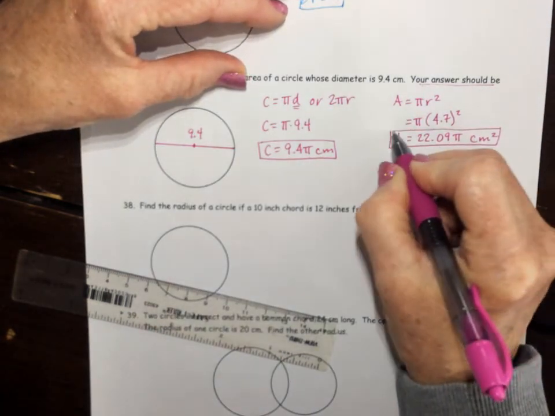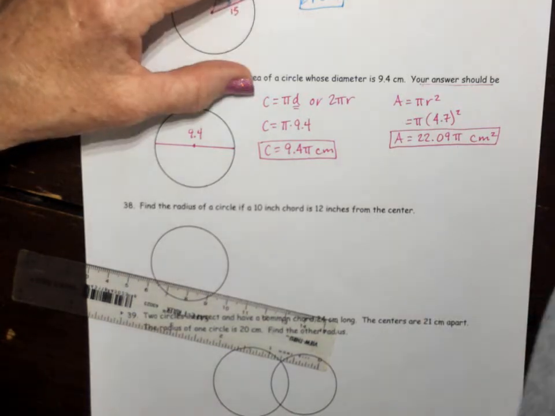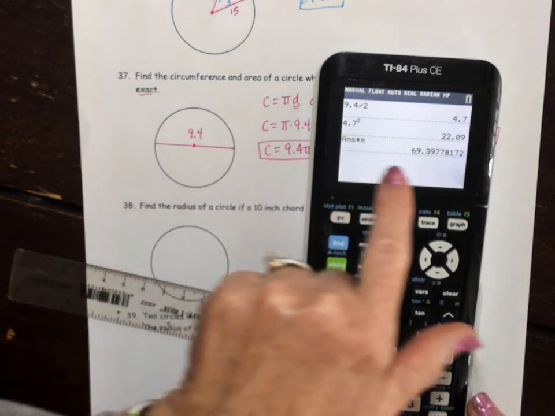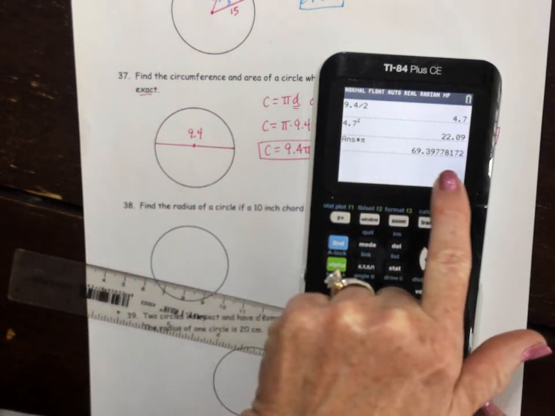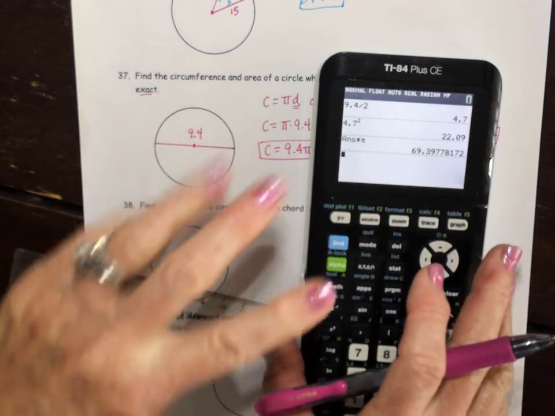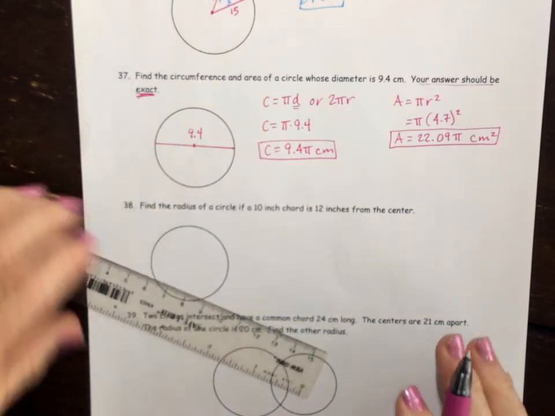Again, that's your exact answer. If you multiply out 22.09 times pi, it gives you a big, long, nasty decimal, and it doesn't stop there. It keeps going because pi keeps going. So we don't want a rounded off answer here because we asked for an exact answer.